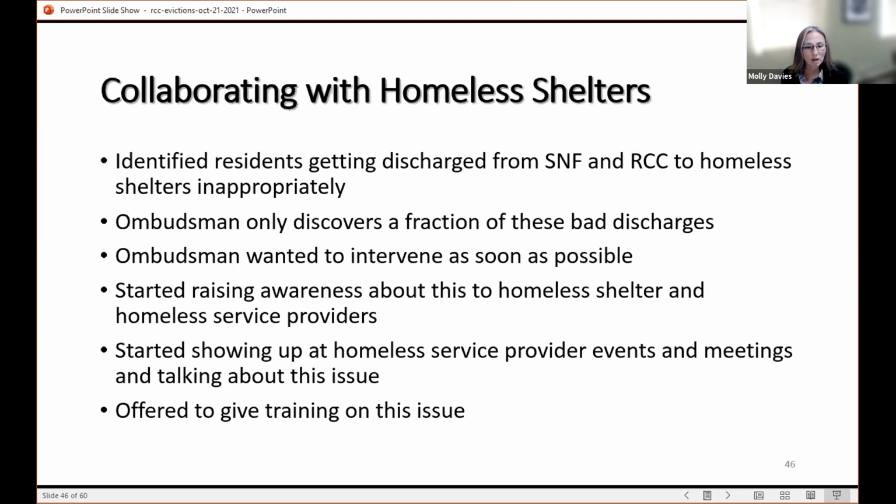So how we got started, we started kind of just raising awareness about this issue in the homeless services community. So kind of inviting ourselves to the table, which ombudsmen are generally good at doing. And we just started showing up. I just started showing up to different events and talking about this issue. And as I was talking about this issue, homeless service providers were saying, yeah, this is an issue. So they offered to give a training on this.